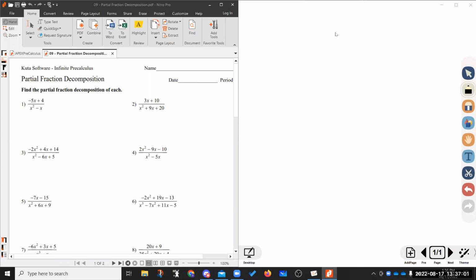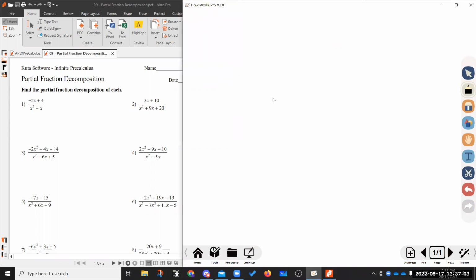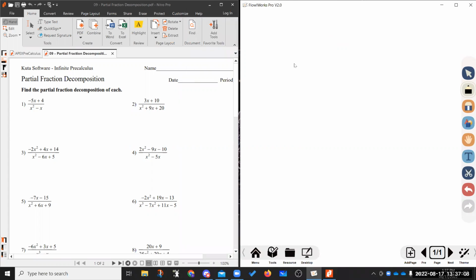So I'm going to do number 3 as an example here of one of the ones where the degree at the top and the degree at the bottom were the same to start off with. So that's x squared minus 6x plus 5 is my denominator. My numerator is -2x squared plus 4x plus 14. X squared is going to go into -2x squared -2 times. -2x squared plus 12x minus 10.